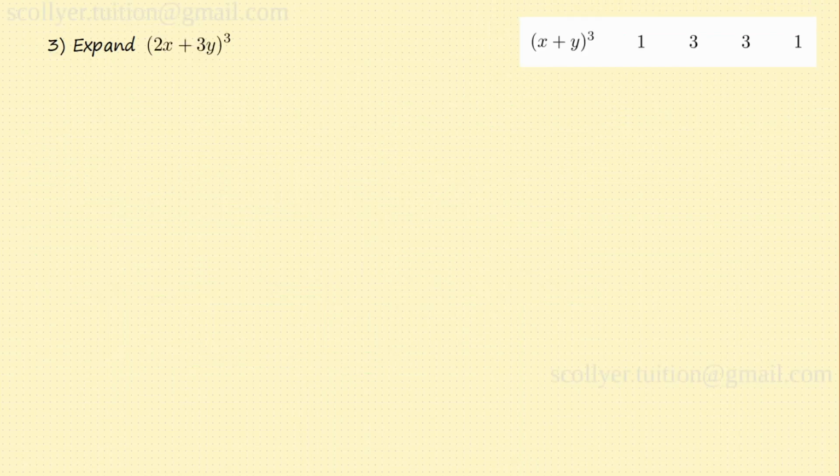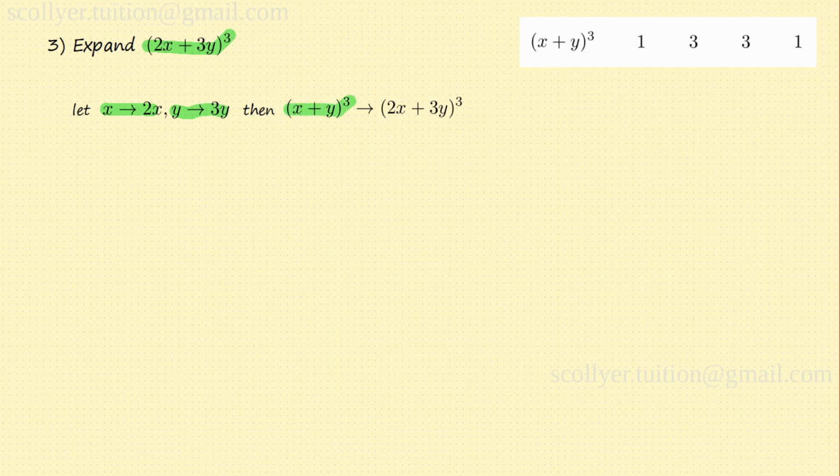Problem 3. Expand (2x + 3y)^3. First note that with the substitutions x goes to 2x and y goes to 3y, (x + y)^3 becomes (2x + 3y)^3. So we can use the binomial expansion of (x + y)^3 to generate the expansion for (2x + 3y)^3. And the binomial coefficients for (x + y)^3 are given here.